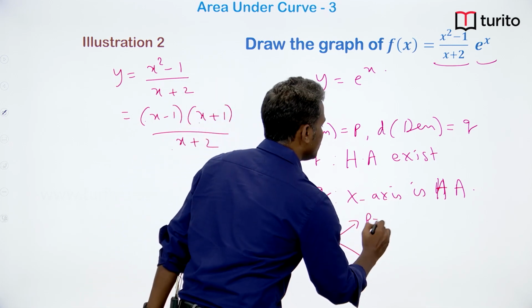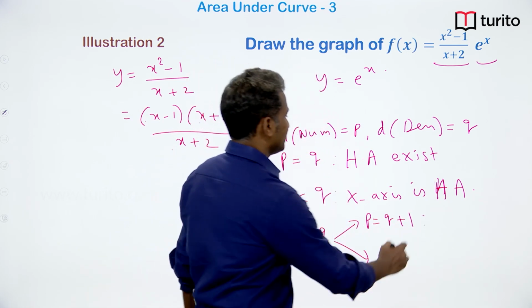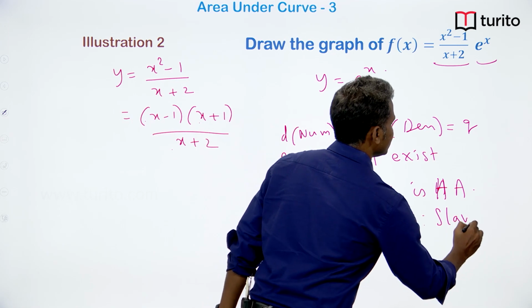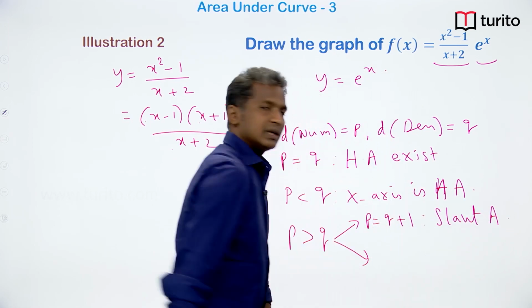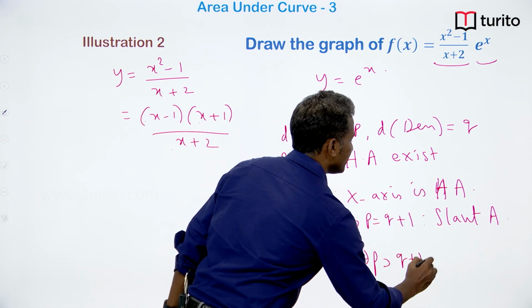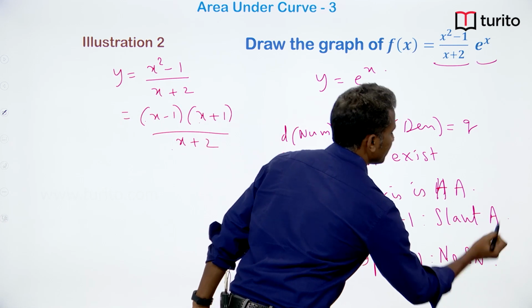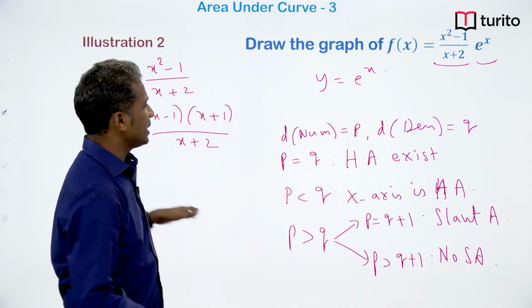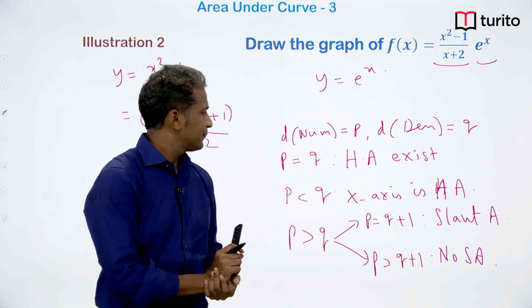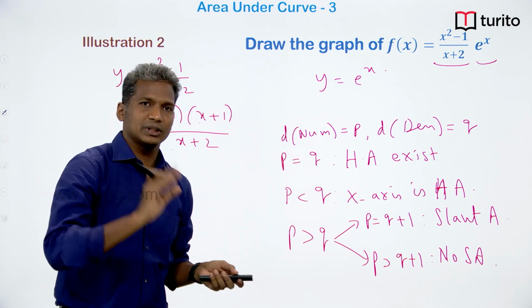If p is equal to q plus 1, then there is a slant asymptote. If p is still greater than q plus 1, then there is no slant asymptote also. So, that means the function may increase rapidly. So, this is the idea. Now, using these ideas we can draw the graph.